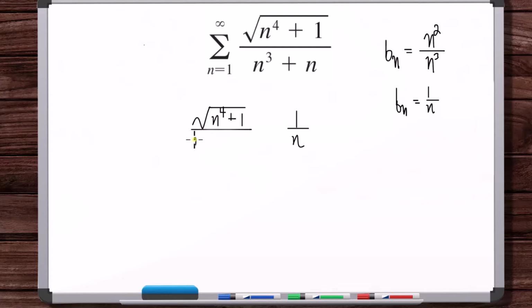We can take out an n, and does that help? Yeah, because now we just need to look at what the difference between these two is: the square root of n to the fourth plus 1 over n squared plus 1, right? So n is always greater than 1, so what does that mean? That's kind of confusing too.